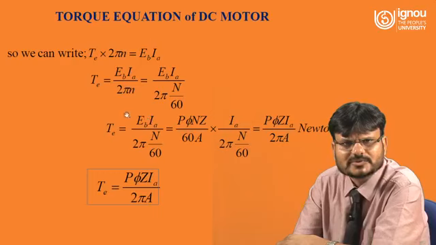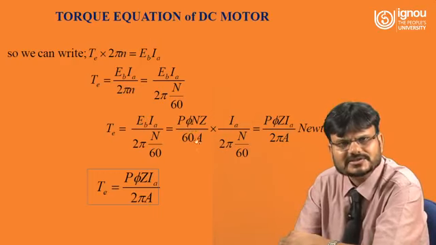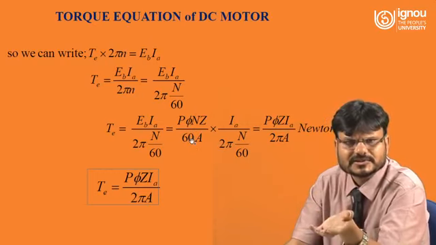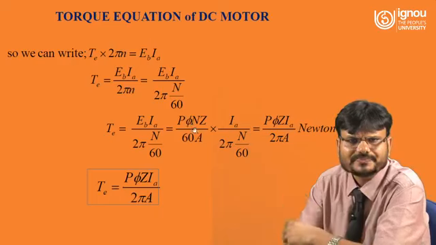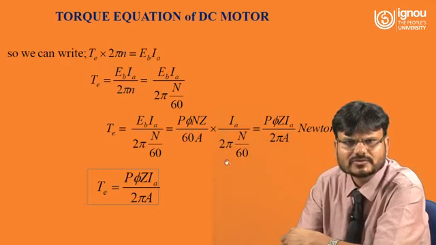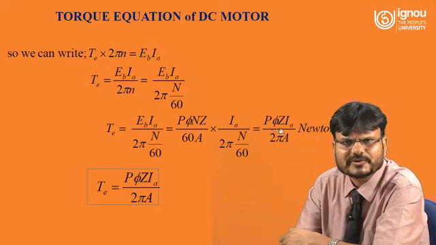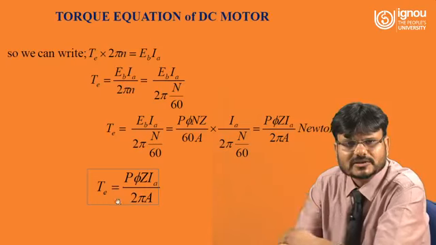And what is the value of this back EMF EB? EB is nothing but P phi N Z upon 60A. This is the equation of the back EMF. So again, the value of this back EMF is P phi N Z upon 60A, and this is IA into 2 pi N upon 60. So this N will be cancelled out, this 60 will be cancelled out, so this term will be equal to P phi Z IA upon 2 pi A. So the final equation of the torque is equal to what?